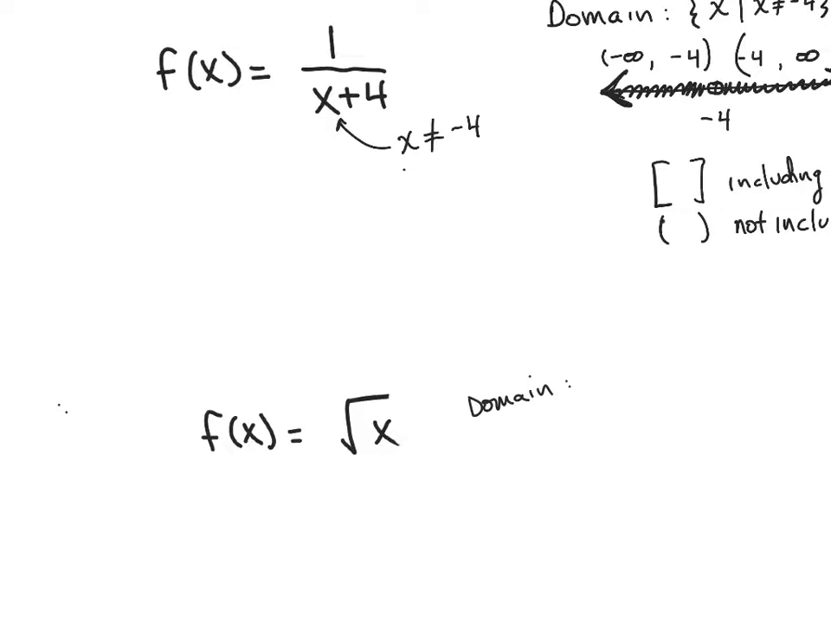So the domain would be all values of x such that x is greater than or equal to 0, or, including 0, bracket from 0 to infinity. So you've got to remember that when you're taking a square root, you can only take the square root of non-negative values. So let's go back to the function we started with, the square root of x, I think it was x minus 3.